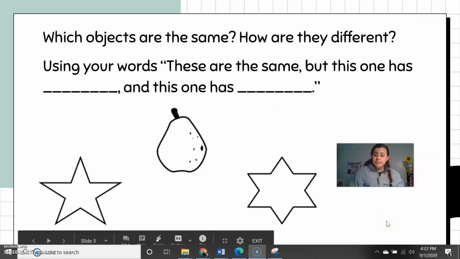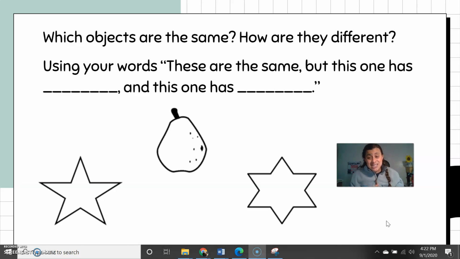Let's try this one. In a moment, your teacher's going to pause the video and ask you the same questions. We're just looking at different objects. What objects are the same? How are they different? Using your words, these are the same, but this one has blank and this one has blank.